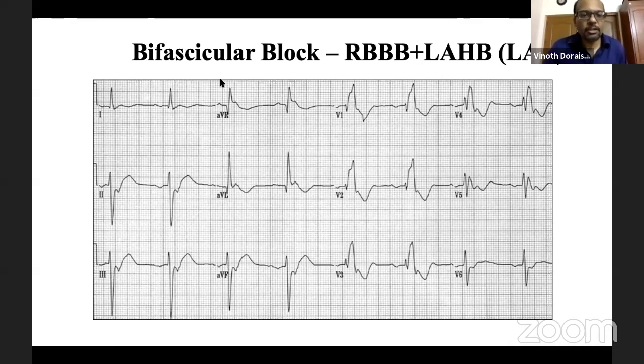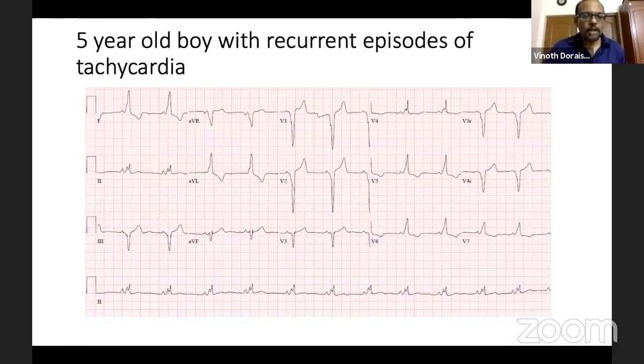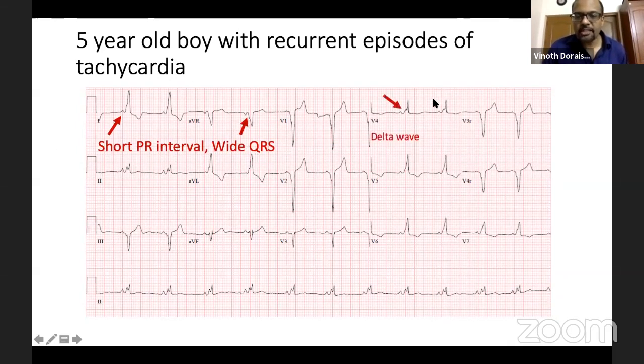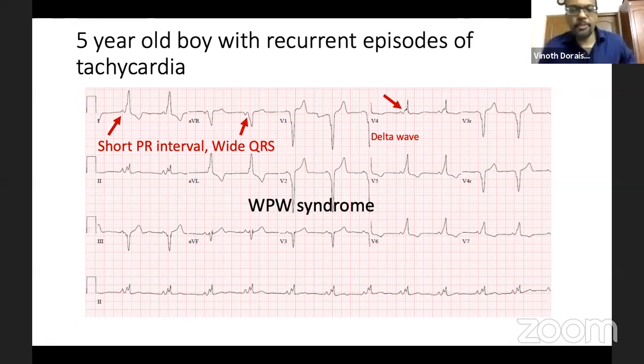Now coming to a 5-year-old boy with recurrent episodes of tachycardia. You have seen this ECG in a previous class. The findings of this ECG are a short PR interval, a wide QRS complex, and slurring of the upstroke of the QRS complex known as the delta wave. So this is WPW syndrome, the classical findings of WPW syndrome. Now we'll explain why each and every finding happens.